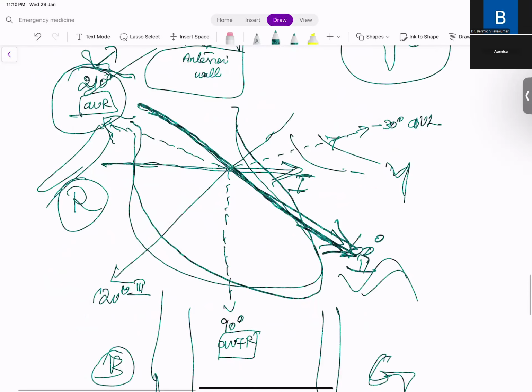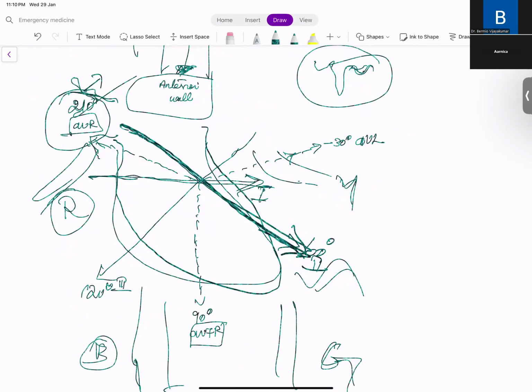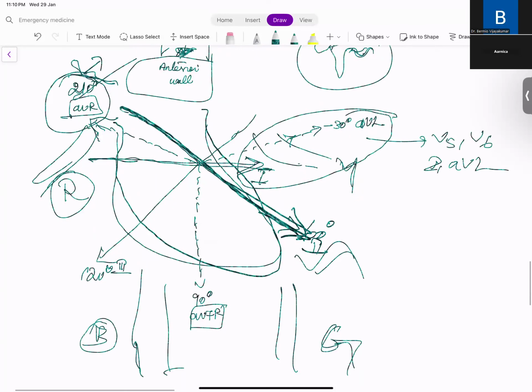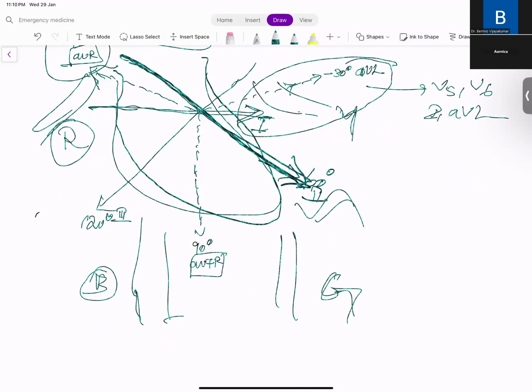So here again you can see when we drew this diagram, lead 1 and AVL are in the lateral aspect of the heart, right? We have already discussed V5, V6 also see the lateral wall of the heart. Lead 1 and AVL also see the lateral wall of the heart. So the inferior wall, you can see again, lead 2 sees the inferior, lead AVF sees the inferior. So lead 2, AVF and lead 3 see the inferior wall of the heart, right?